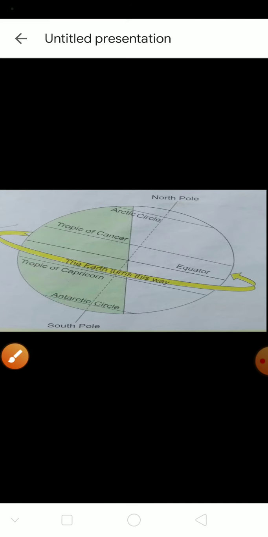One by one I am explaining this. First I am explaining about the Tropic of Cancer. See here, the Tropic of Cancer is 23 and a half degrees north, in the northern hemisphere. It is called the Tropic of Cancer. And the Tropic of Capricorn, see here, is 23 and a half degrees in the southern hemisphere. We are calling this the Tropic of Capricorn.